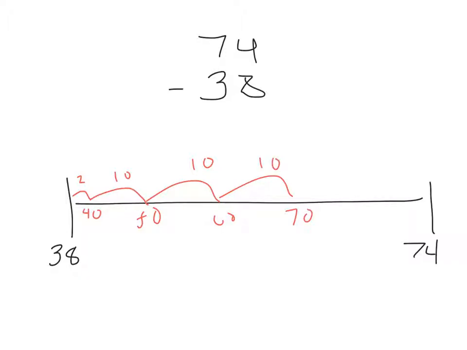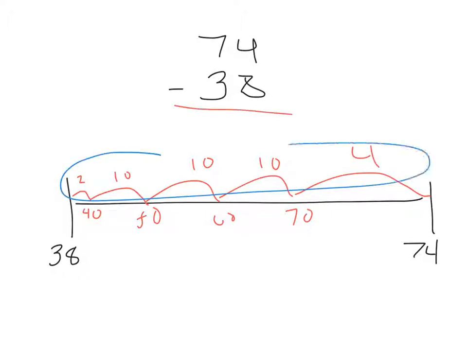Now here's where your open number line can look a little interesting, because my jumps were not very big, but from 70 to 74 is 4. Now I'll add it all up. 10, 20, 30, 34, 35, 36. So 74 minus 38 is 36.